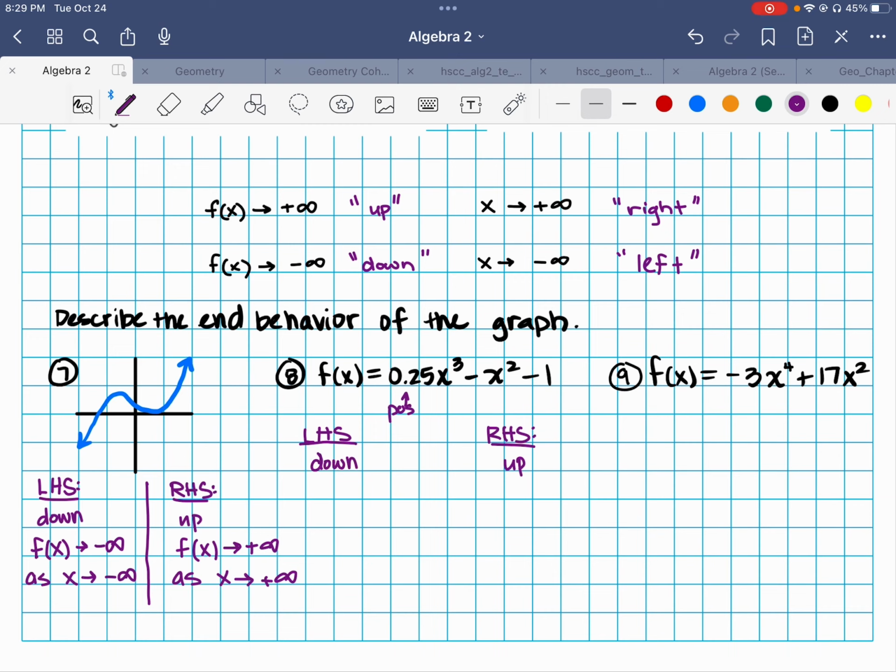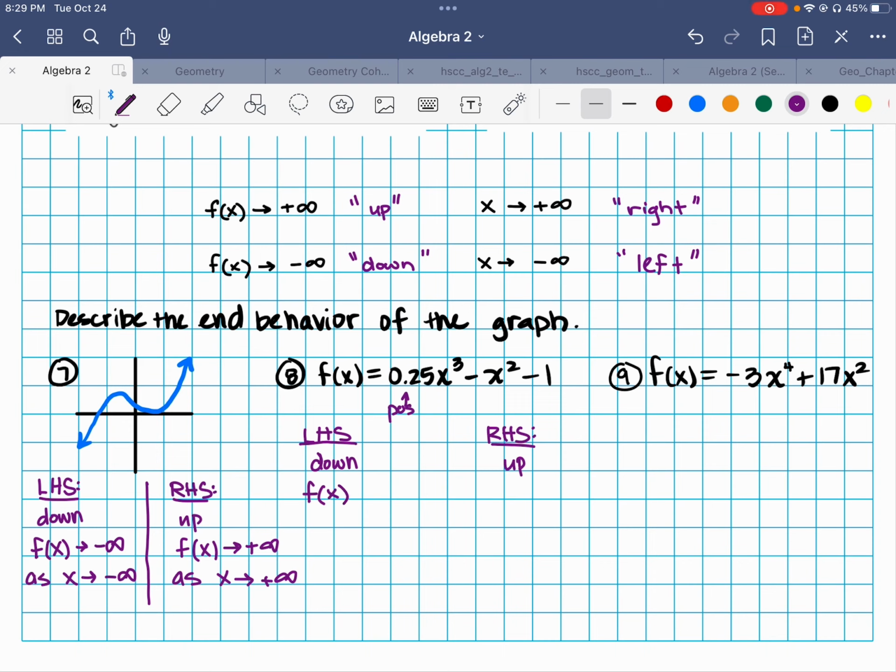So remember, the right-hand side is determined by whether the lead coefficient is positive or negative, and the left-hand side is going to be the degree, whether or not we match or go in the opposite direction of our right-hand side. And now we can write it in the correct notation. So we're going to say that the function goes down.